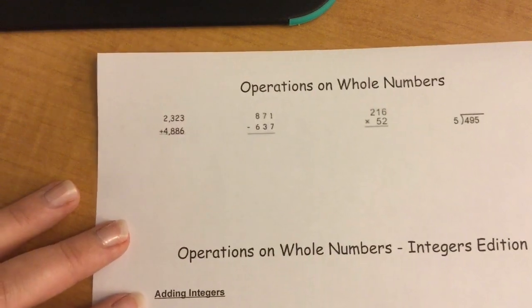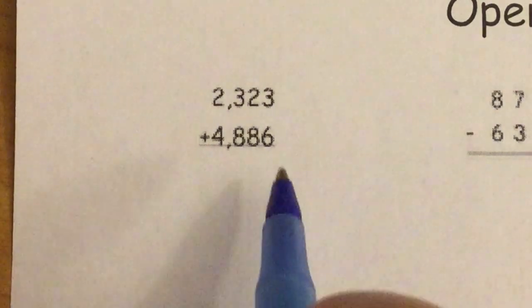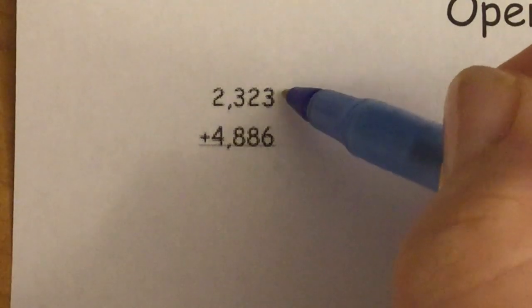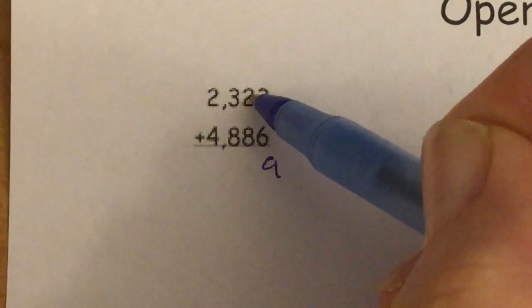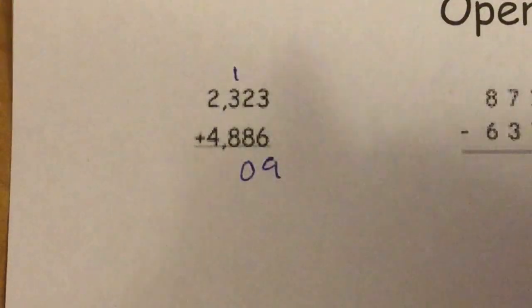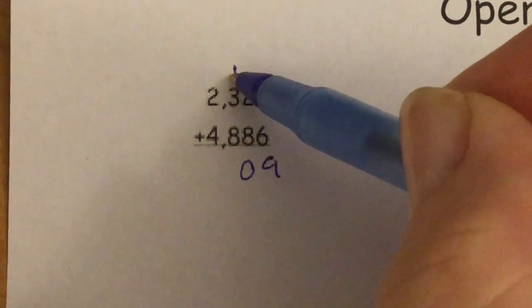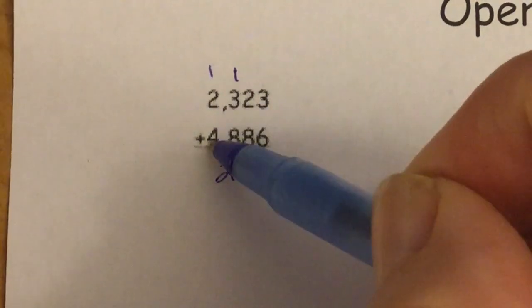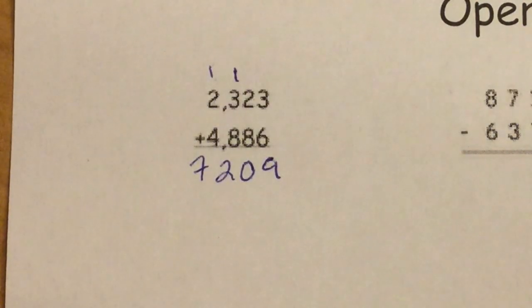So first is addition. When we are adding whole numbers, we start at the right and we add straight down. So 3 plus 6 is 9. Then we move over, 2 plus 8 is 10. So what we do is we put the 0 here and we carry the 1 to the next column. So now 3 plus 8 is 11, plus 1 is 12, and then carry the 1. 2 plus 4 is 6, and then add that 1 to get 7. So 7,209.